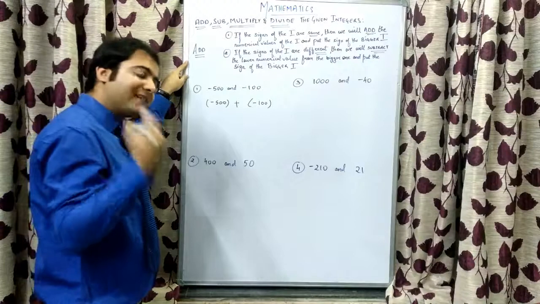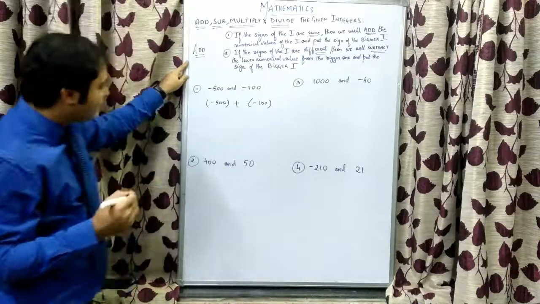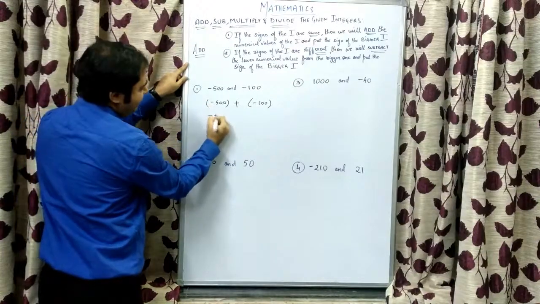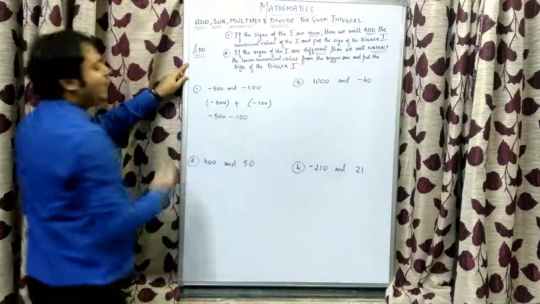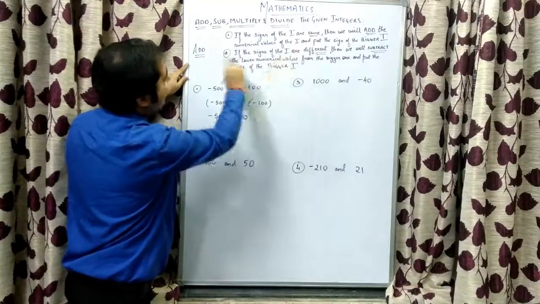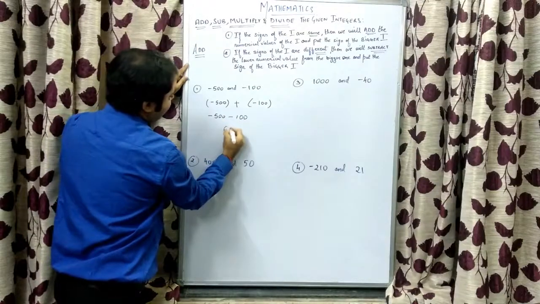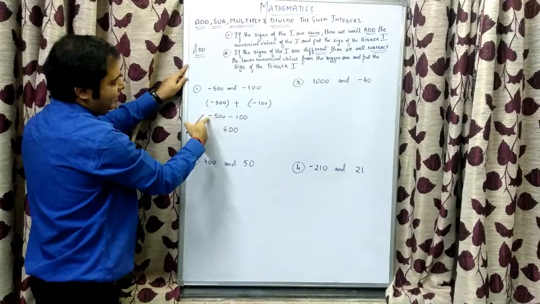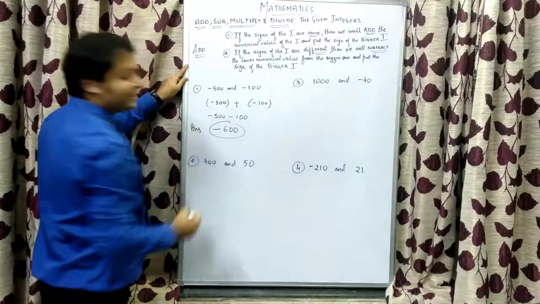Next we will follow the sign conversion of multiplication that I taught you just now. When nothing is there, we assume it to be plus. Plus into minus is minus 500. Plus into minus will give you minus 100. Now we apply these two rules. When signs are same, we will add the numerical values of the integer. Add 500 and 100, that will give you 600. Then it says put the sign of the bigger integer. Bigger integer is 500 and the sign it has is minus. So my answer will be minus 600.